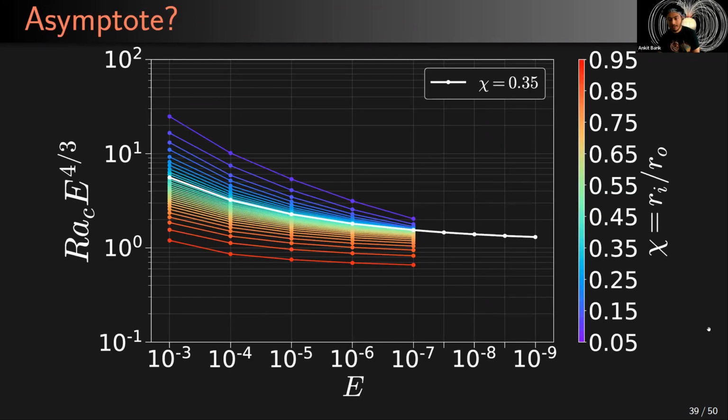This is seen in a different way with the Ekman number on the x-axis and the compensated scaling on the y-axis. You can see that the thinner shells asymptote much quicker than the thicker shells. And the white line here shows the case for an Earth-like geometry where we have continued our computations down to 10⁻⁹, and you can see it's now approaching an asymptotic value.